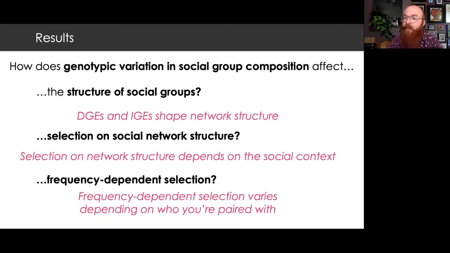Taken together, we can see that the social environment individuals experience can evolve, and perhaps more importantly, how selection acts may depend on the makeup of the group experiencing selection, which is important when we consider that feedbacks between the social environment and selection can shape the evolutionary trajectories of social group structure.